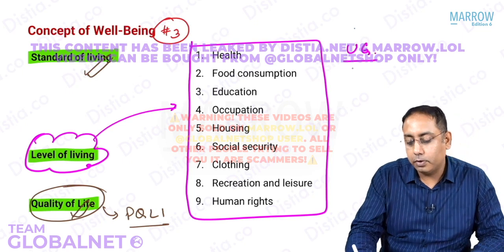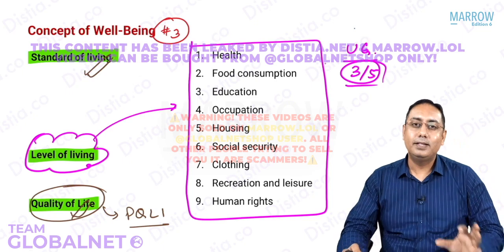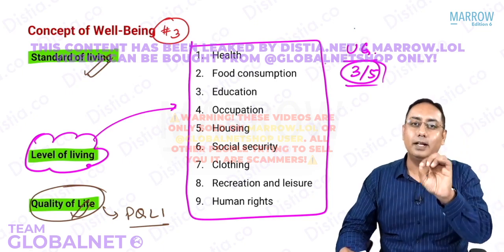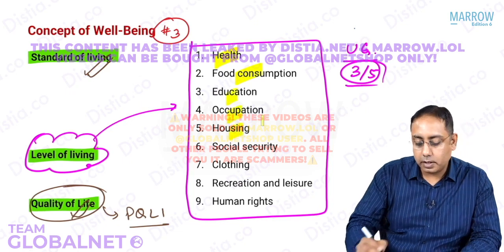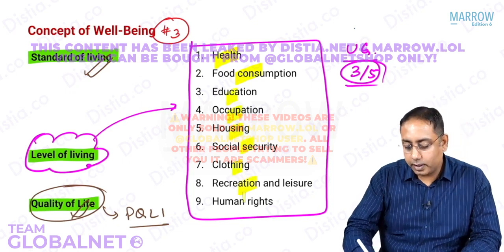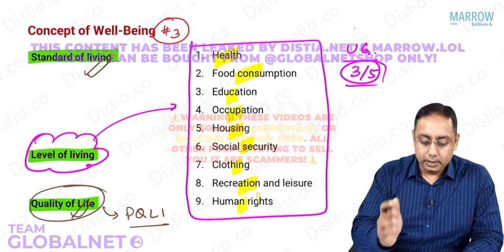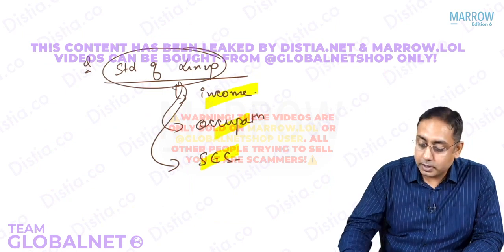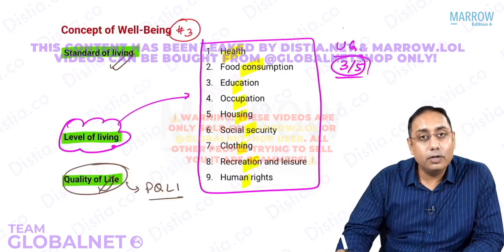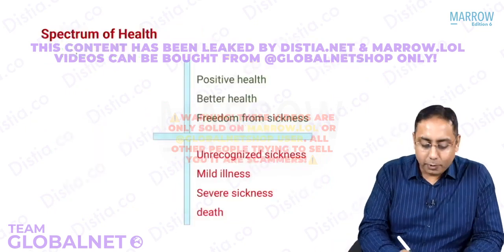This is important from your UG perspective, 3 by 5 star question topic for you. These are the 9 parameters for the level of living. You are going to talk about the health, food consumption, education, occupation, housing, social security, clothing, recreation, and human rights. You need to memorize these. These are the level of living. The standard of life is based on income, occupation, socioeconomic status, whereas the quality of life is dependent on the PQLIs discussed elsewhere.